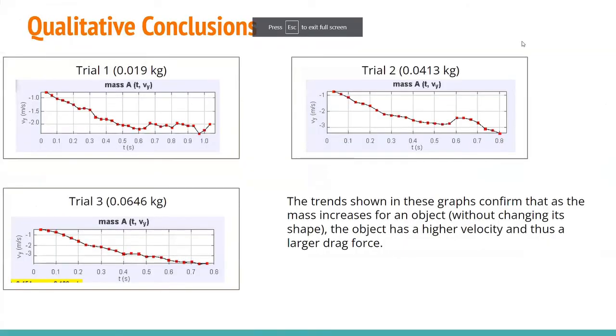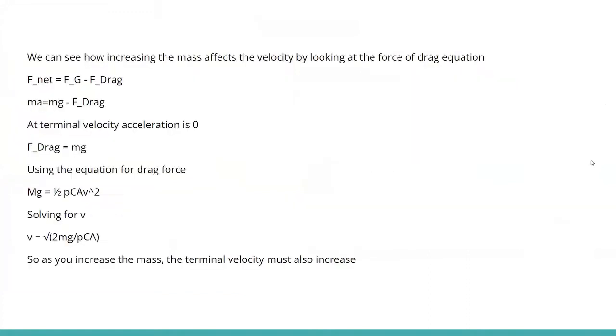For the qualitative conclusions, you can look at the velocity versus time graph for each of our trials, and you can see that as we increase the mass for each trial, the terminal velocity was also higher. And with higher terminal velocity, you get a higher drag force. And you can see this by looking at the equation for drag force.